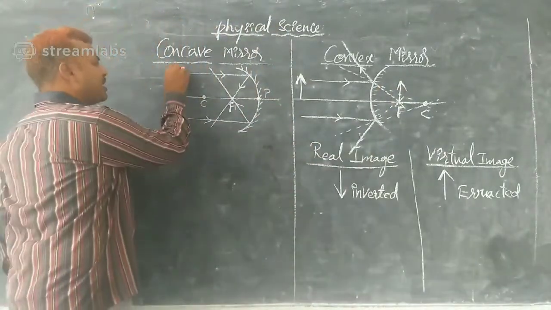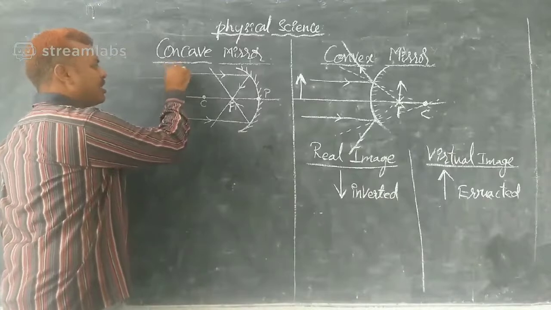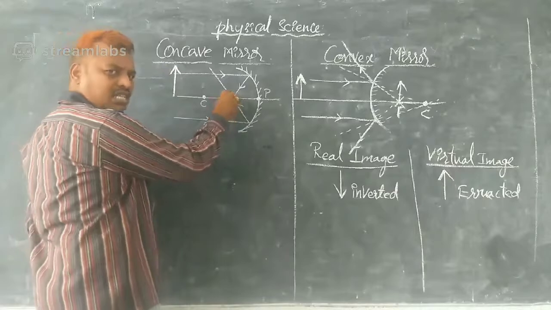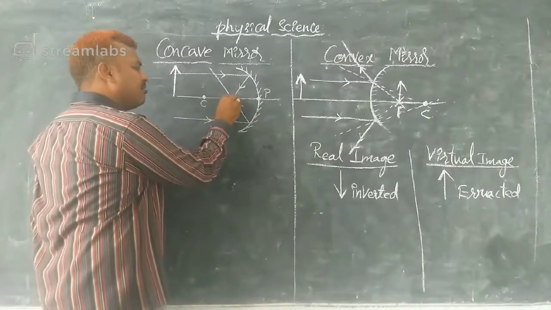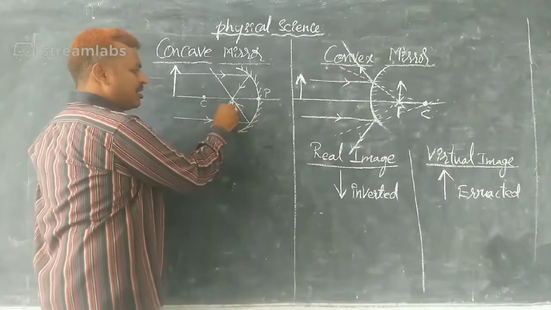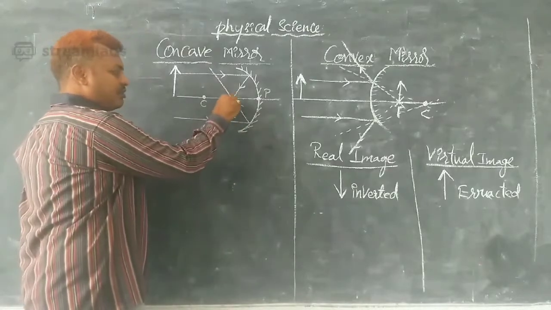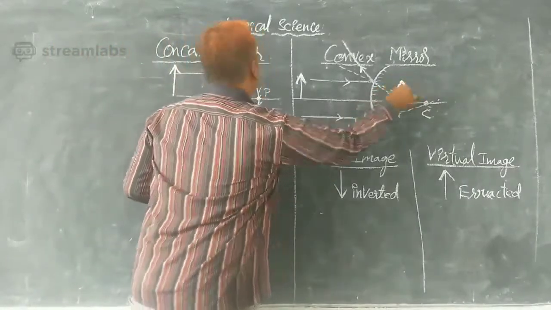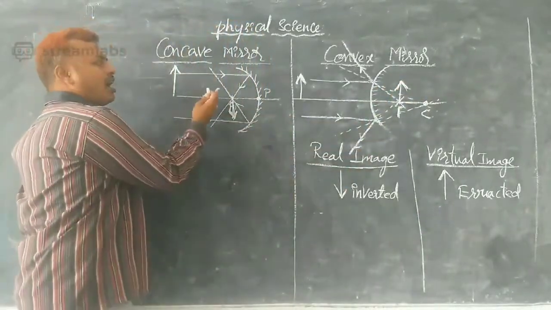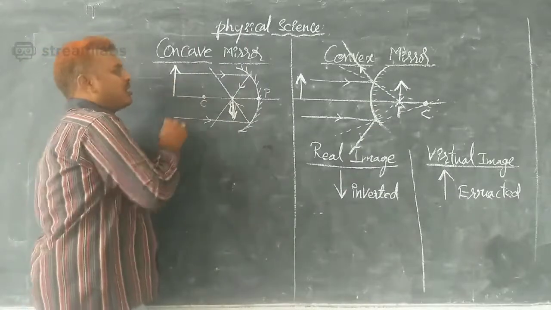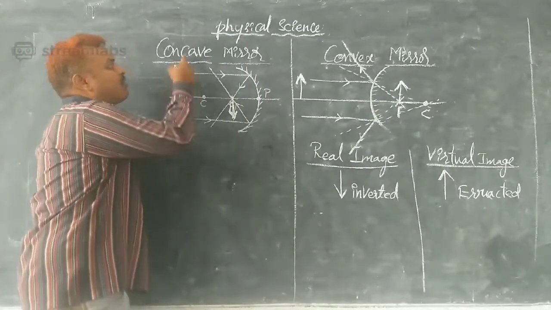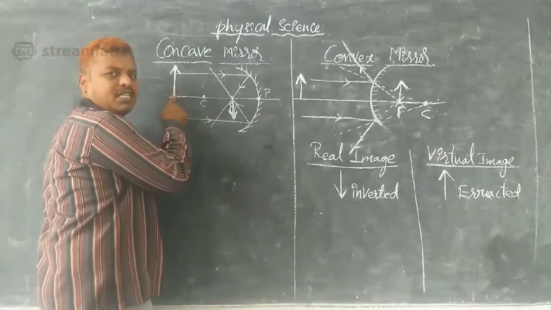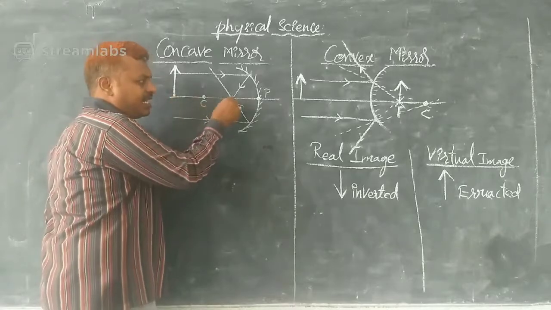Now when you place the object in front of the concave mirror, the image is also formed here at the focus, but it is an inverted image. So the image is formed on the same side as the object. When the object is placed in front of the concave mirror, the image is formed on the same side as well.